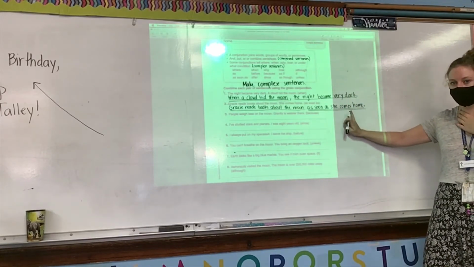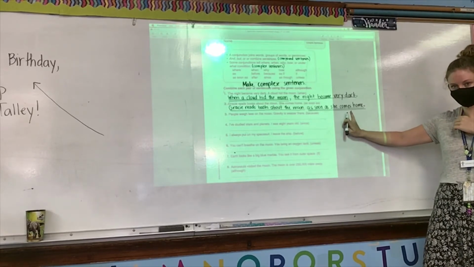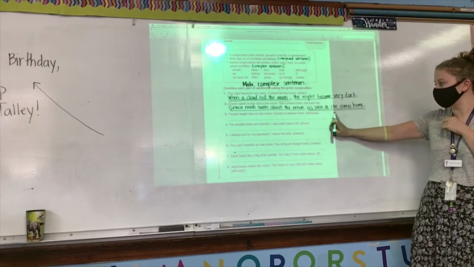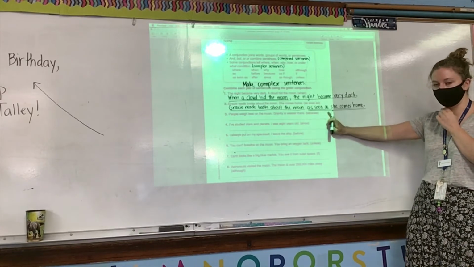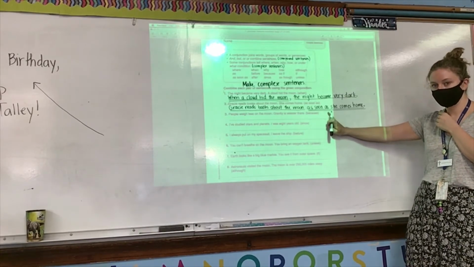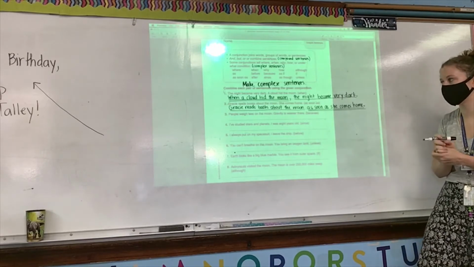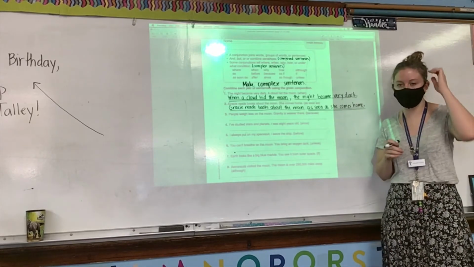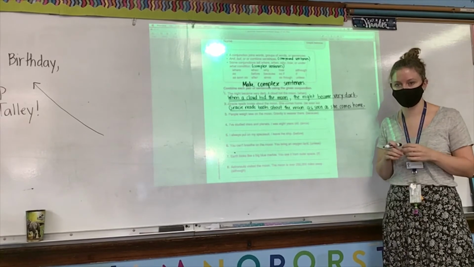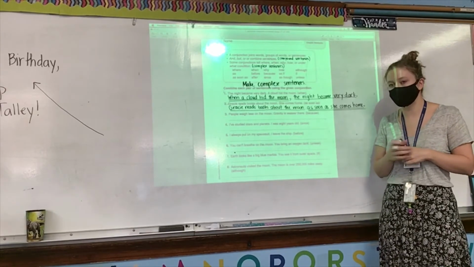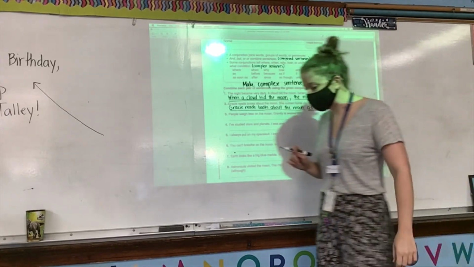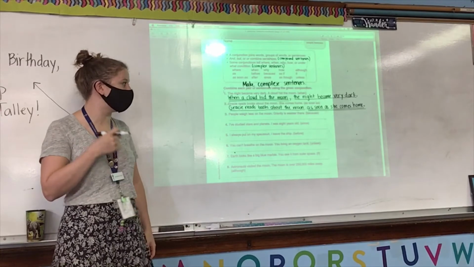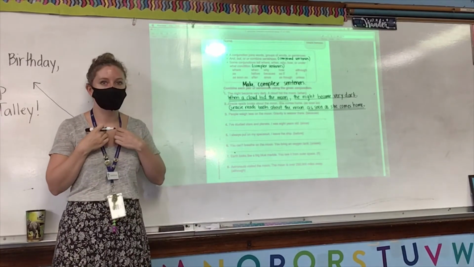But what makes this a dependent clause, Zari? I couldn't hear you. We have the subject, she, and the predicate, comes home. But what makes this a dependent clause? As soon as. Good. Which one comes first, the independent or the dependent clause? Independent. Do we need a comma? No. If I said this, as soon as she comes home, Gracie reads books about the moon, does that make sense?